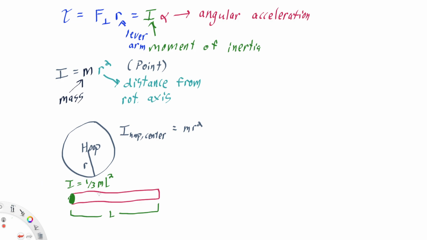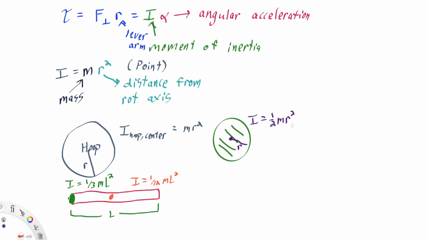If instead you want to rotate this thing about its center, the moment of inertia is 1/12 ml squared. If you have not a hoop, but a solid circle, then you're looking at not mr squared for the moment of inertia. You're looking at 1/2 mr squared.